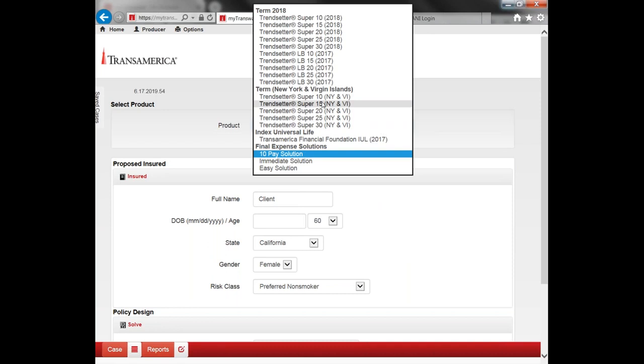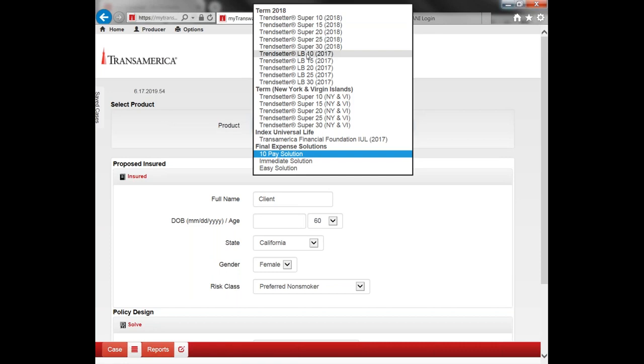I'll go briefly with our terms. We have two term products. So if you ever get a referral from a client for maybe their son or daughter that are looking for a term, Transamerica has a Trendsetter Super and the Trendsetter LB. The Trendsetter Super is your bare bones term, which means it doesn't have any bells or whistles. They do have a non-med band, and non-med band only goes up to 99,000. But the product I want to focus on is the living benefit term product.